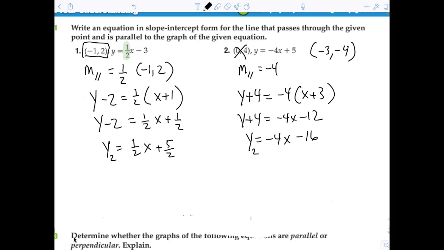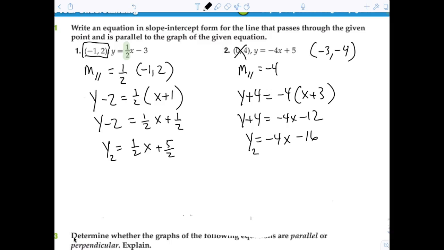Here we go. Listen, the slope of a parallel line. The slopes are always what? The same. The slopes are always the same. So when we talk about parallel lines, you have to remember, slopes are equal. What makes the lines different? The y-intercept. That's what makes the line different.